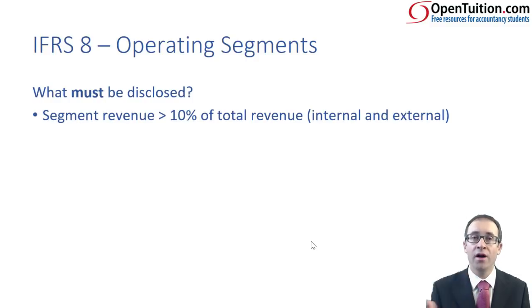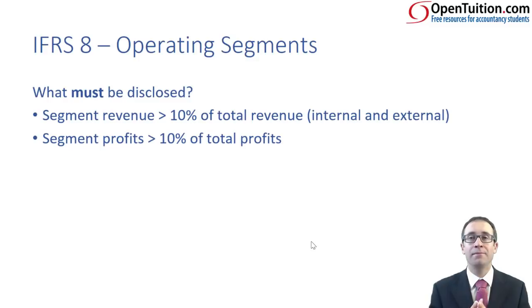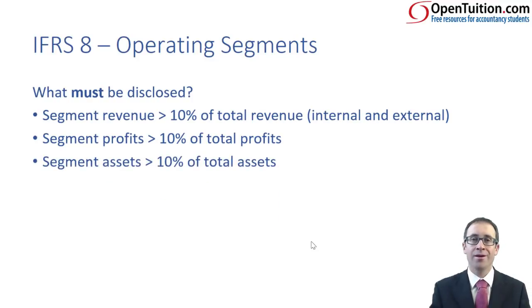However, there is then a further 10% test, and that applies to profits. You look at the segment's profits. If the segment's profits are greater than 10% of the group profits, then it's significant enough and must be disclosed. If it's not greater than 10% of the group profits, then it's not disclosed, unless we then look at the asset 10% test. If the segment's assets are greater than 10% of the total group assets, then it is deemed large enough and must be disclosed.